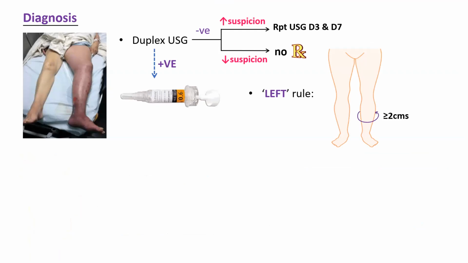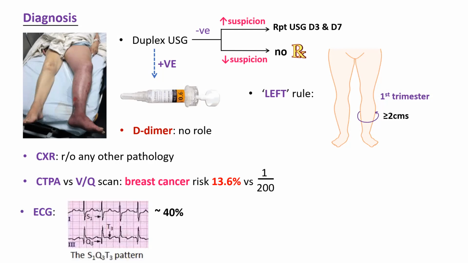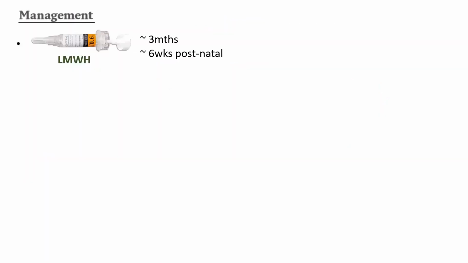And if the left leg calf circumference is more than or equal to 2 centimeters of the right, then the suspicion of venous thromboembolism would be much higher in the first trimester. So D-dimer has no role. Chest X-ray to rule out any pathology. CTPA is the gold standard. And ECG, 40% of them show features of thromboembolism.